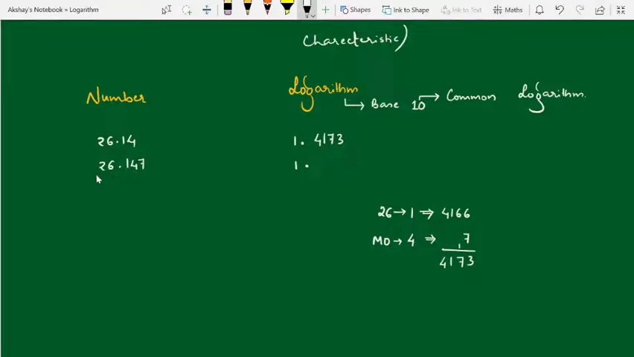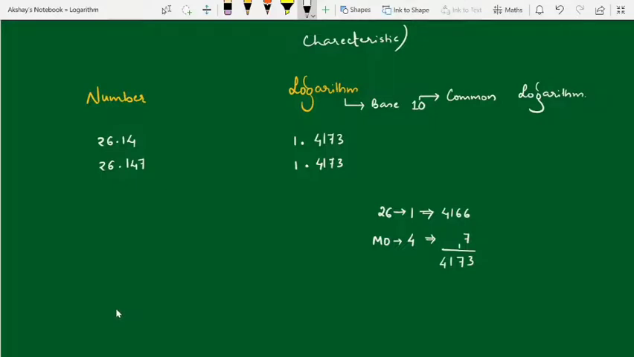Okay. Next, in this 26.147, we are going to take only 26.14 because till this place I can see it in the logarithm table. So what I am going to write: 26 under 1, mean difference value 4. So again the value is how much? 26 under 1, 4166. Mean difference value 4, which is the corresponding value 7. So if we add, I am going to get 4173. Okay. Shall I take one more example?